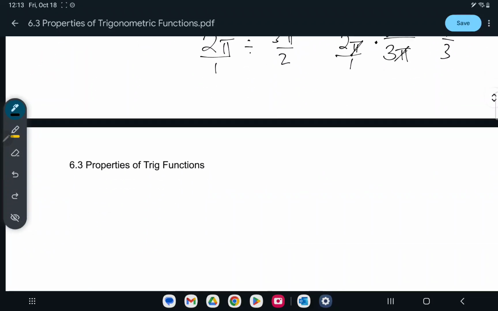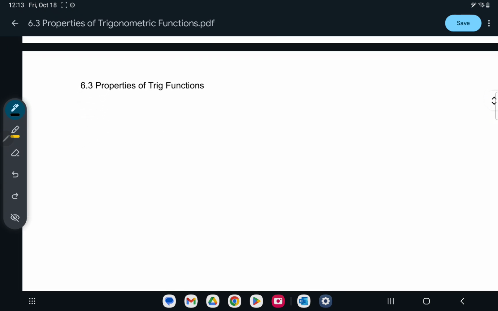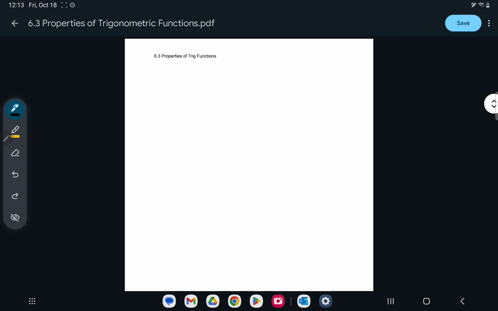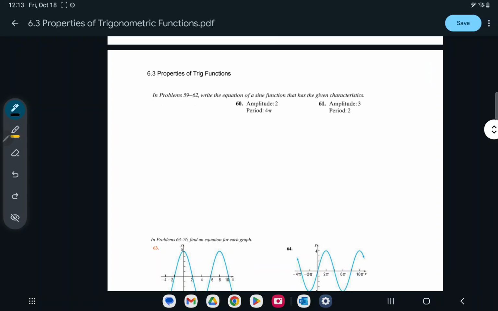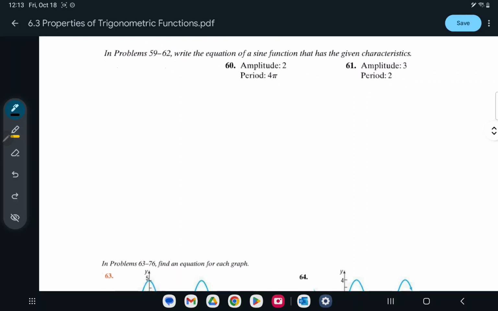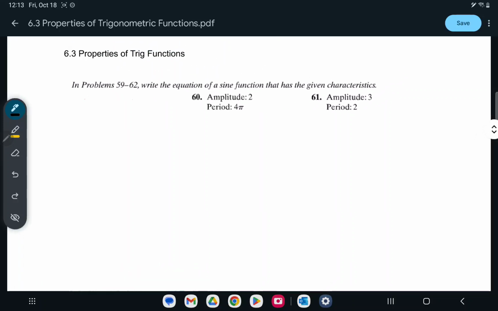Let's look at some other stuff. This is a blank page just to have your extra work there. If you wanted to do all that work I just did on that blank page, you can go ahead and do that. All right, so we're going to write an equation given some information.